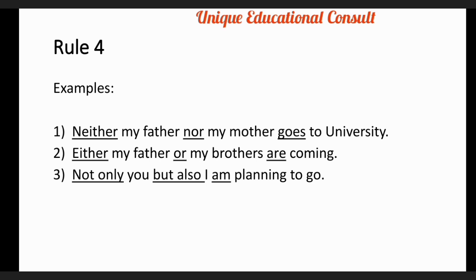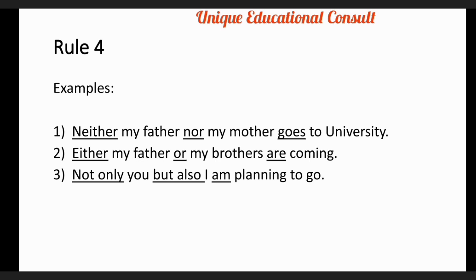Let's see this in some examples. Number 1, neither my father nor my mother goes to university. You will see we have neither nor there. But the subject that goes close to the verb is what the verb agrees with. I hope this is clear. That is why we have goes, not minding father and mother as two different entities. I hope this is clear.